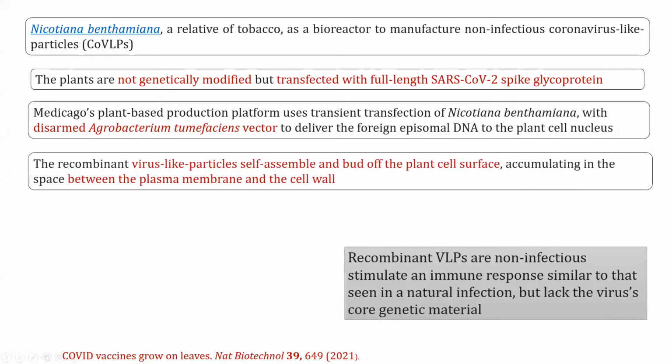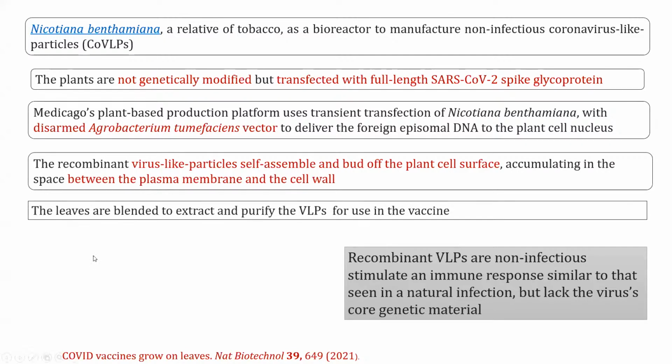The advantage of this type of vaccine is that the recombinant virus-like particles self-assemble. So they undergo self-assembly and bud off from the plant cell surface. So they accumulate in between the plasma membrane and the cell wall. So the accumulation of virus-like particles is between the plasma membrane and the cell wall.